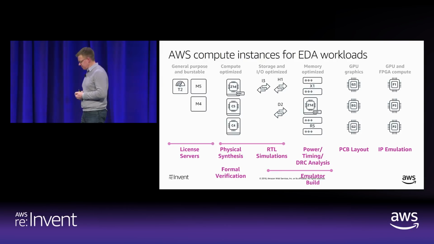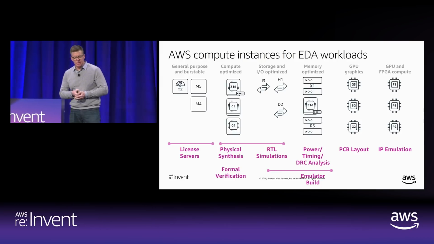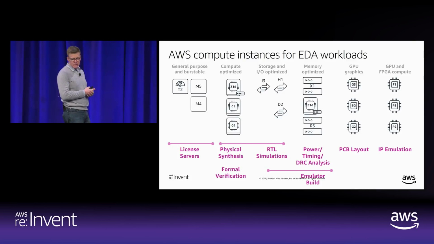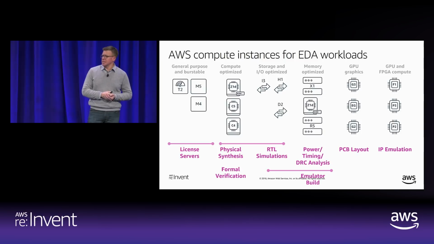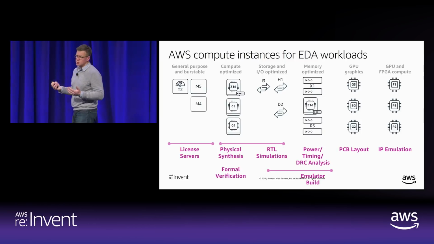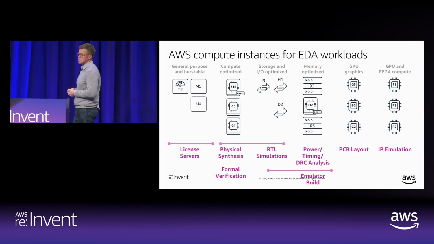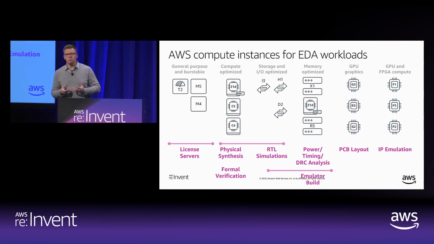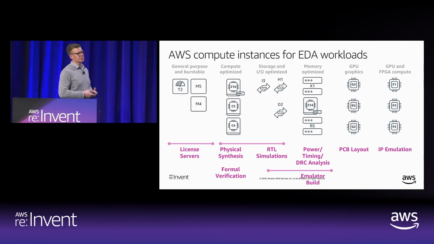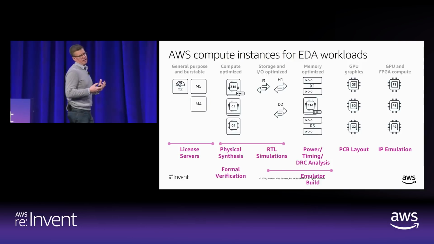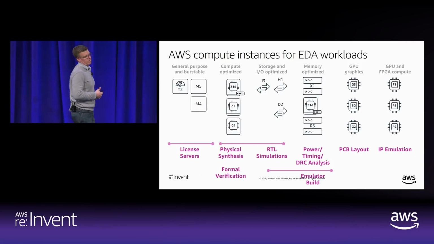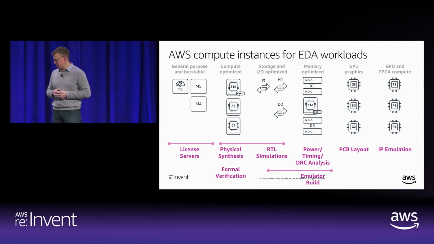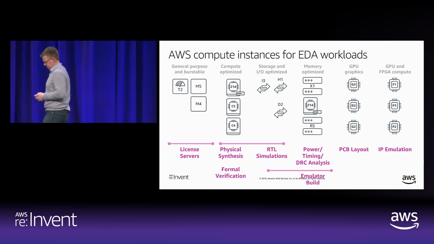GPU graphics, we use these machines for the designers that need an improved desktop running in the cloud. And then GPU and FPGA: we don't usually use the GPUs that much, but we use the FPGA instances for the IP emulation. What I mean by that is we take an IP, a small block that can fit into our F1 instance, put it on the instance, and verify it using accelerated verification techniques. And we do this with our own internal development cycle.